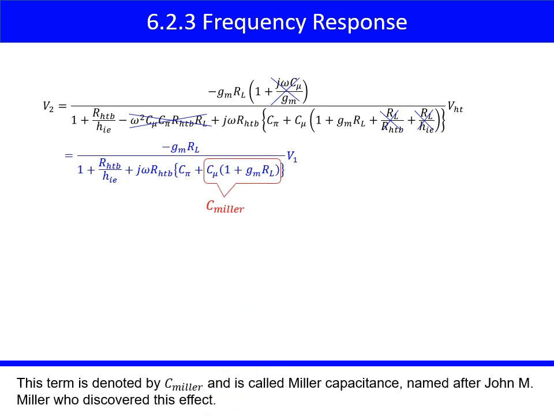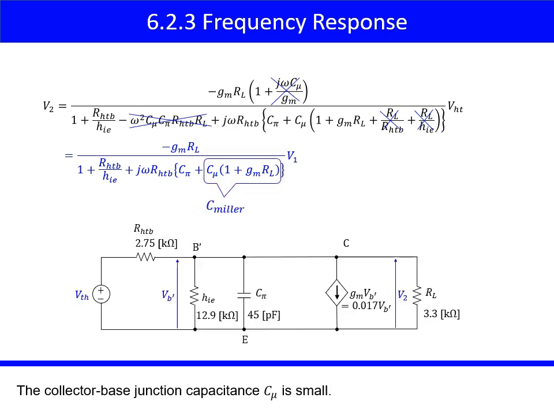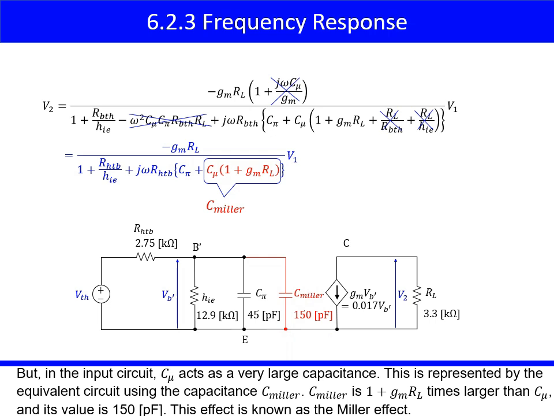This term is denoted by C Miller, and is called Miller capacitance, named after John M. Miller, who discovered this effect. The collector base junction capacitance Cμ is small. But, in the input circuit, Cμ acts as a very large capacitance. This is represented by the equivalent circuit using the capacitance C Miller. C Miller is 1 plus gm RL times larger than Cμ, and its value is 150 picofarads. This effect is known as the Miller effect.